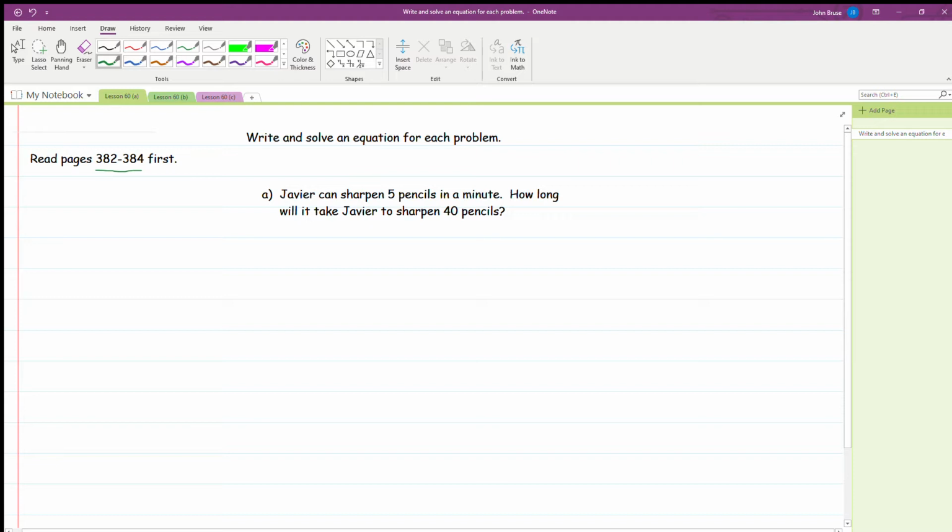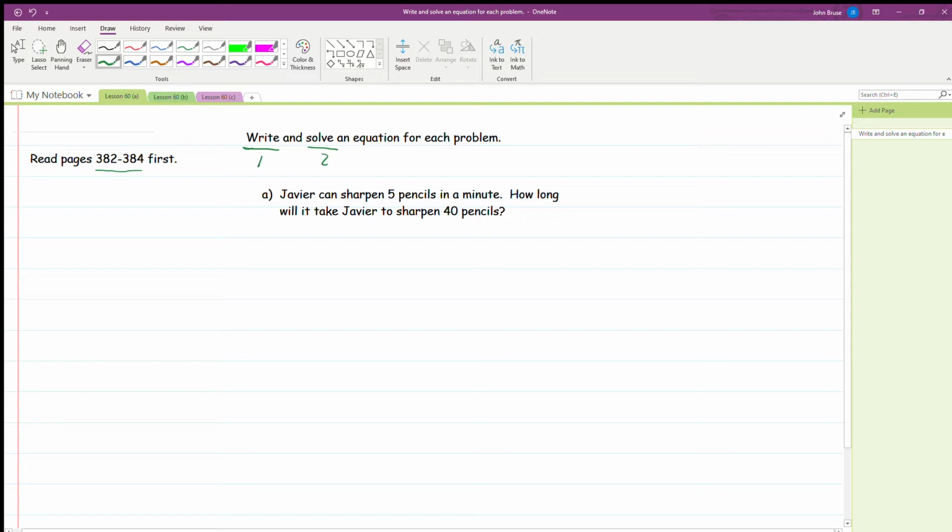So the directions for A, B, and C on lesson practice, which is on page 384, says write and solve an equation for each problem. So this is actually two parts. We need to write and solve an equation. So we're going to write one first and then we're going to solve it. So we got to do this and then this, two steps.